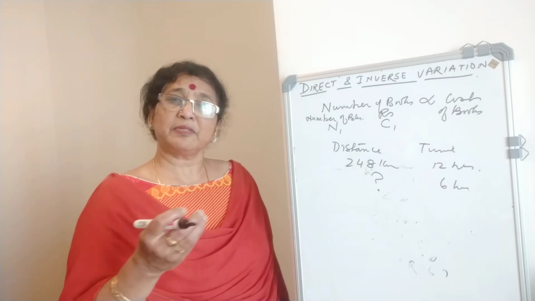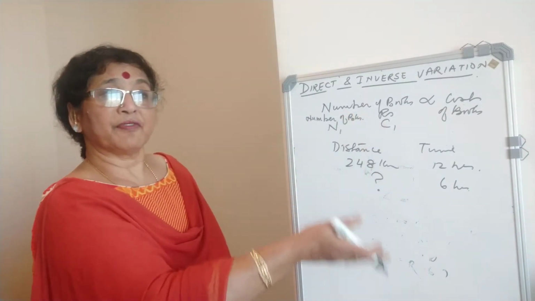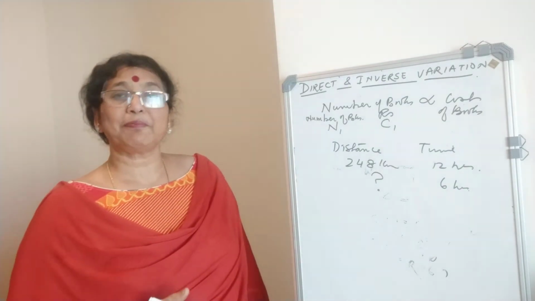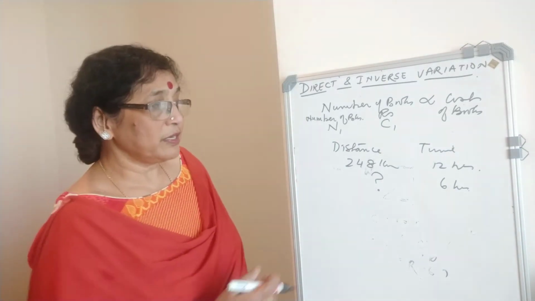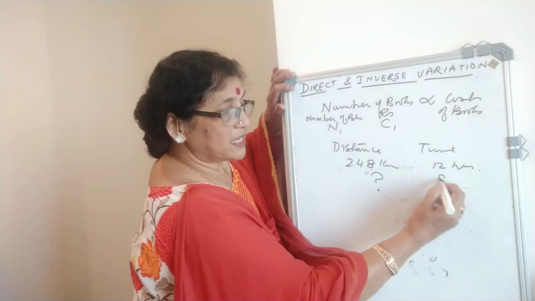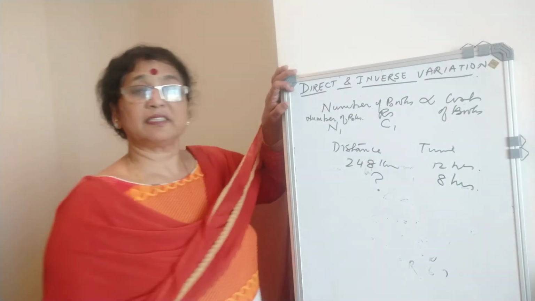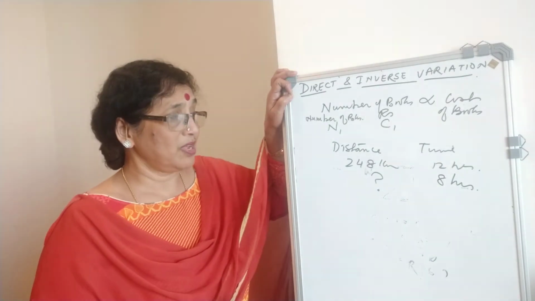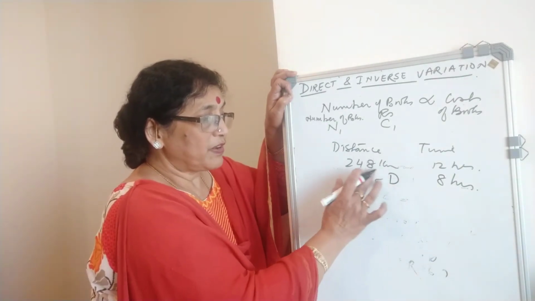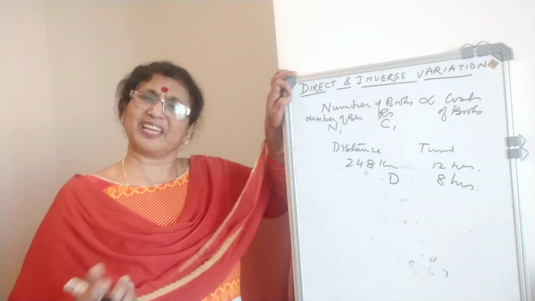So sometimes if it is double or half, you just have to divide by 2. But that you come to know only by practice, right? So here, suppose I say how much distance is traveled in 8 hours. Now distance is not known. Distance stands for D, so you can write D. You have to find distance. You can put X here also.